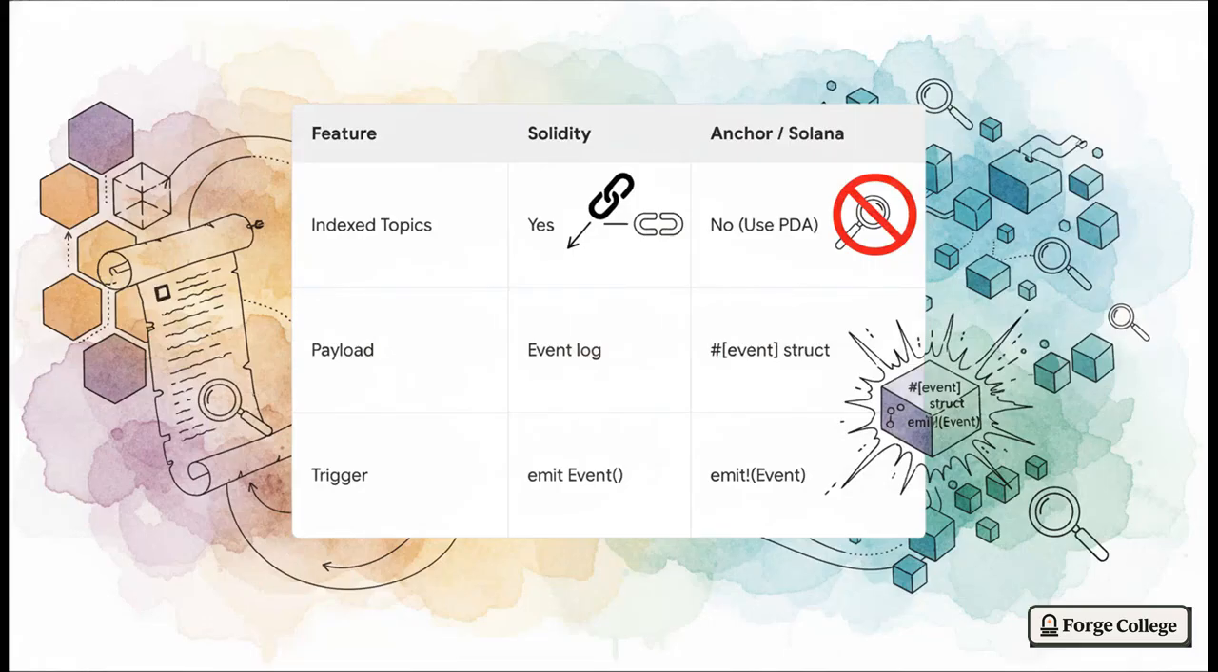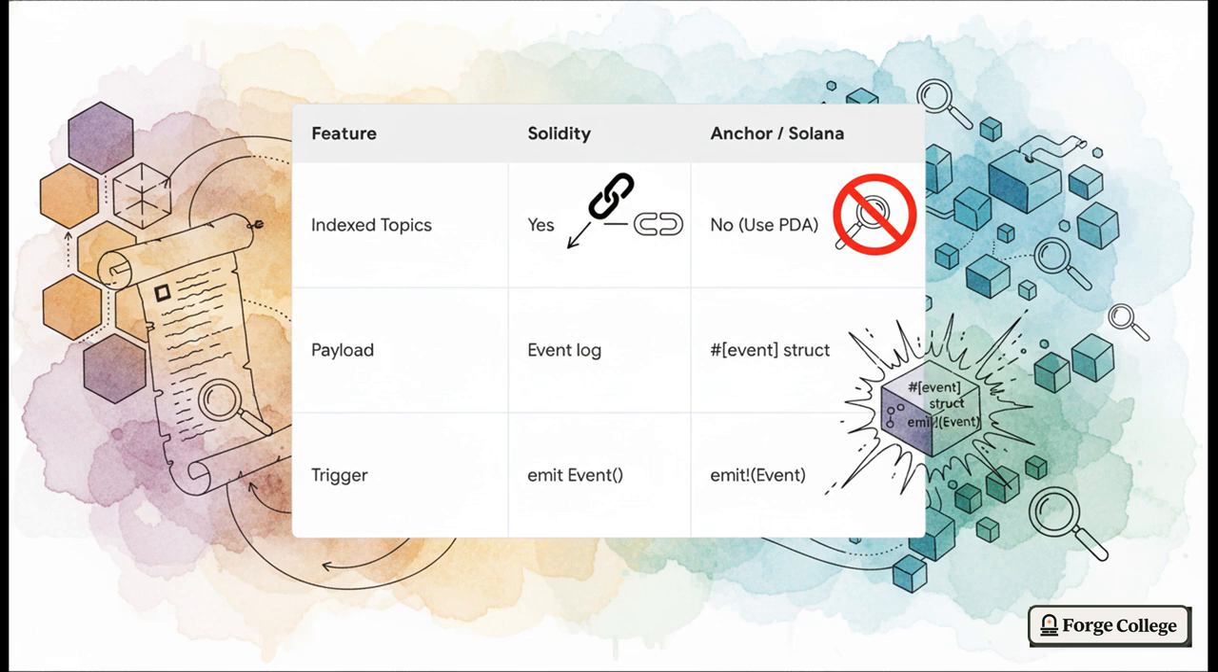If we map these two ecosystems directly against each other, the differences are pretty stark. In Solidity, index topics are a native yes. In Anchor, it's a strict no, and you have to engineer your own solutions. The payload mechanism shifts from an Ethereum event log to our Borsh serialized struct, and the trigger simply changes from the emit event function syntax to the emit macro.